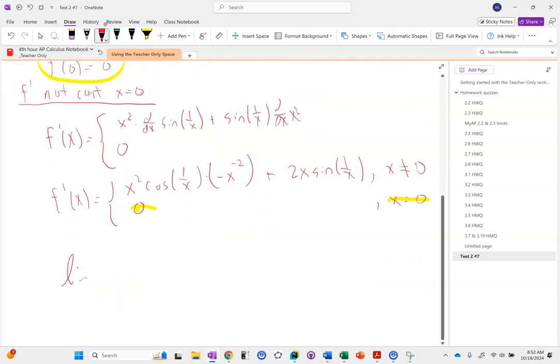So if I look at the limit as x approaches 0 from the left of the derivative, I'm going to get the limit as x approaches 0 from the left of negative cosine 1 over x plus 2x sine 1 over x.